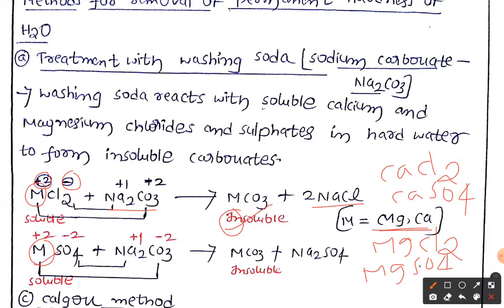Now if sulfates react with sodium carbonate, you are going to get again insoluble carbonates along with the salts. Simply, you are converting soluble salts into insoluble ones. Once you get the insoluble carbonates, they precipitate and you can easily separate them out.